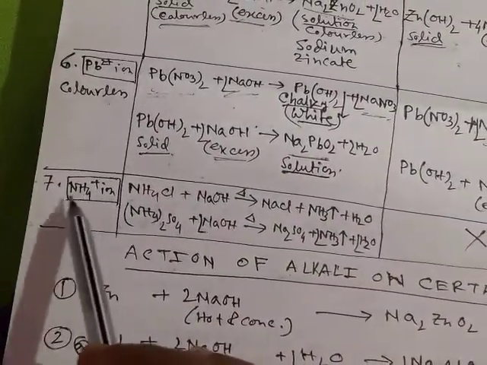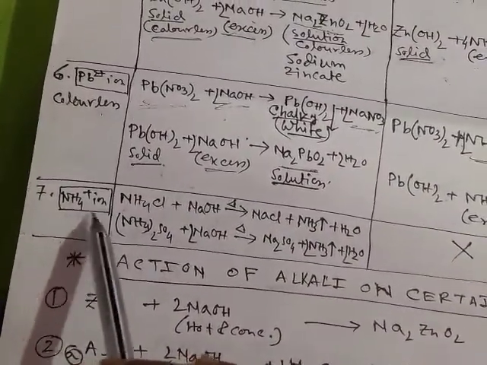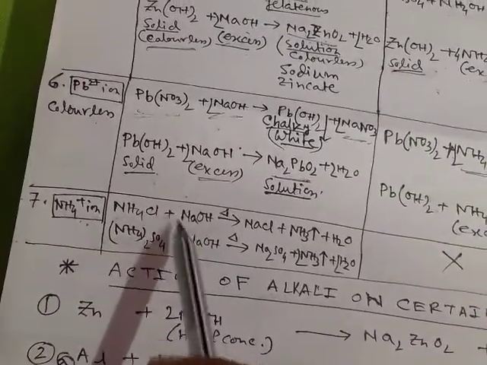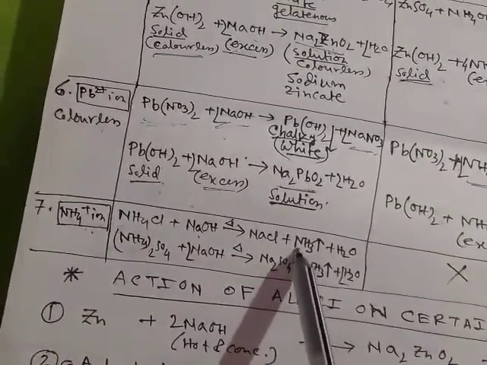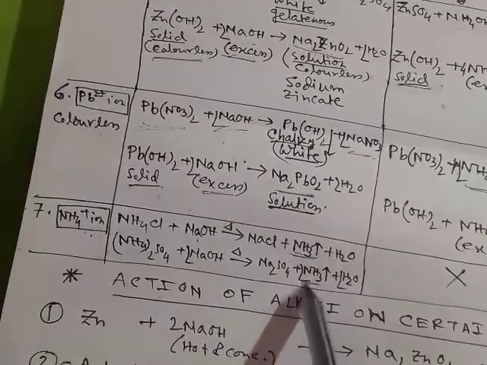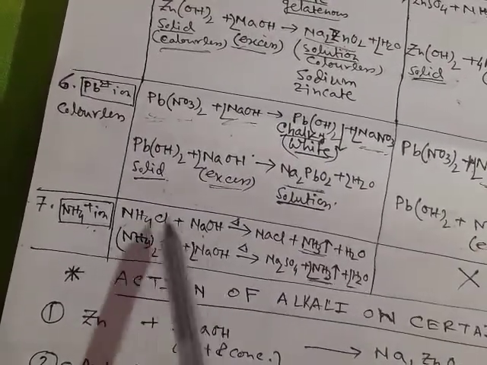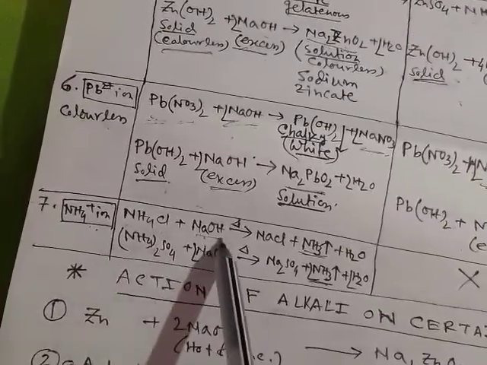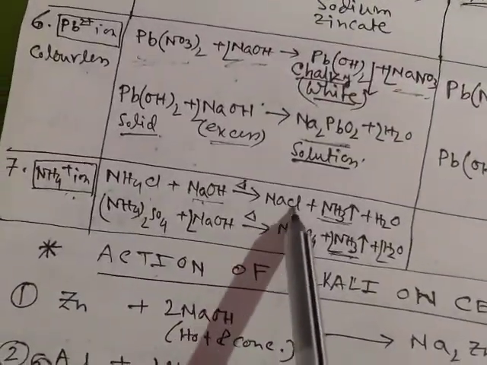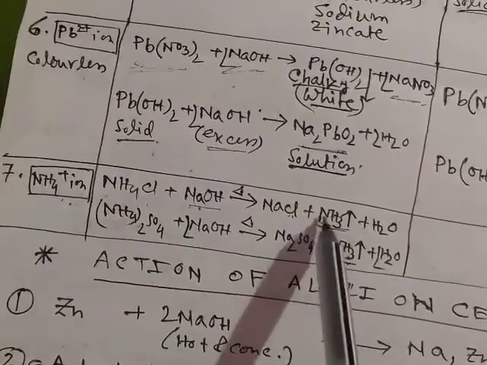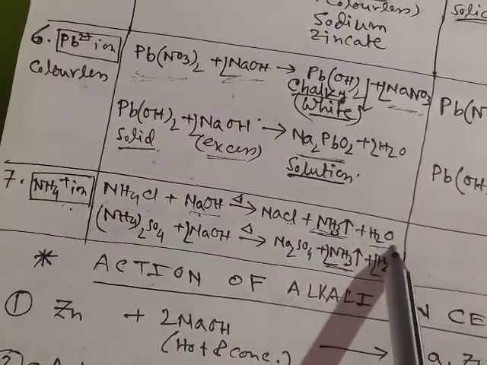Now to the ammonium salt solution, if you add caustic soda solution, then there will always be evolution of ammonia gas with pungent smell. Say ammonium chloride reacts with NaOH, then there will be formation of sodium chloride salt, ammonia gas will be evolved and we get water.